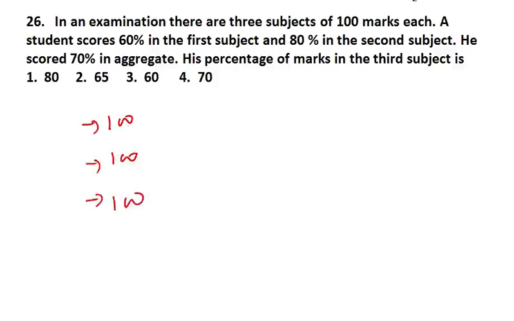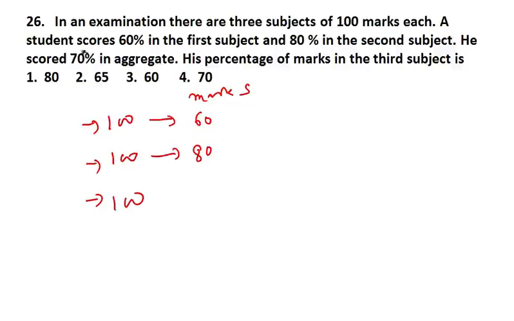Now a student scored 60% in the first. In the first he scored 60%, means out of 100, 60% is 60. This is mark scored. And 80% in the second, means in the second he got 80% out of 100, means 80. So how much has he already scored? He has already scored 140, right?